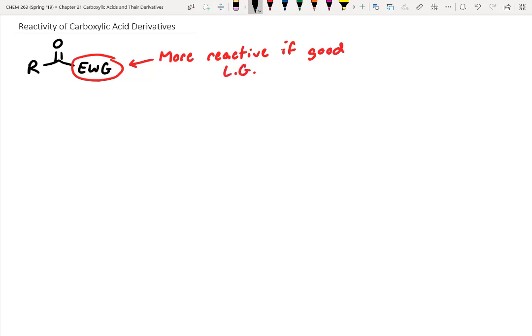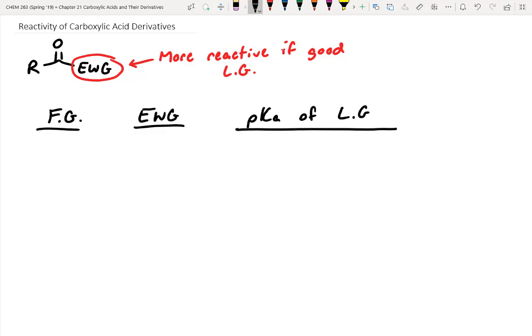All right, so let's really briefly review this. So we'll go ahead and do functional group. I'll label its electron withdrawing group here. And then we'll look at the, actually, let me change this. pKa of conjugate acid for leaving group.